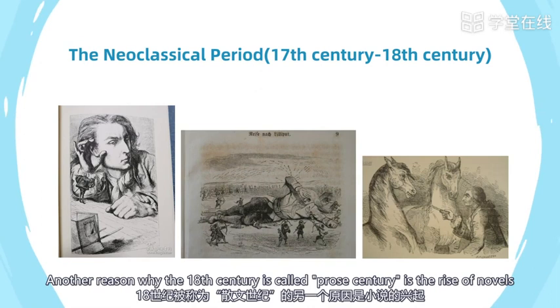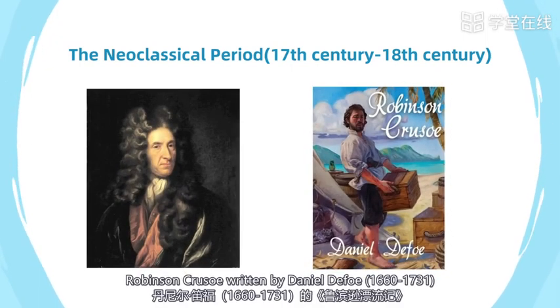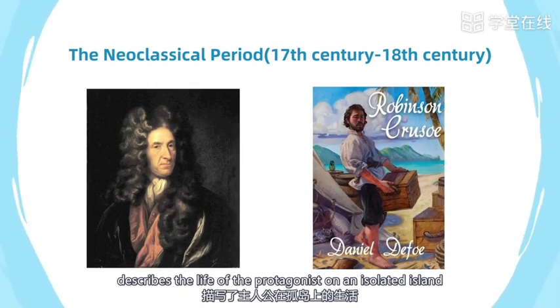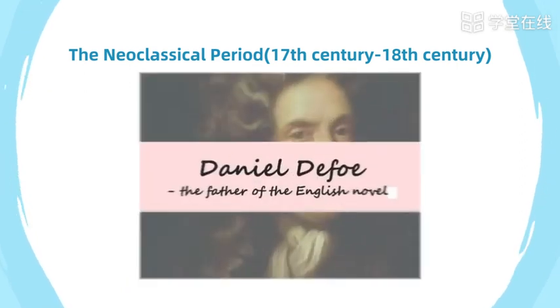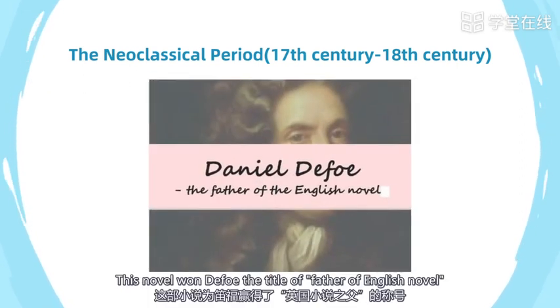Another reason why the 18th century is called the prose century is the rise of the novel. Robinson Crusoe, written by Daniel Defoe, describes the life of a protagonist on an isolated island, creating an image of a rural pioneer and colonist. This novel won Defoe the title of Father of the English Novel.